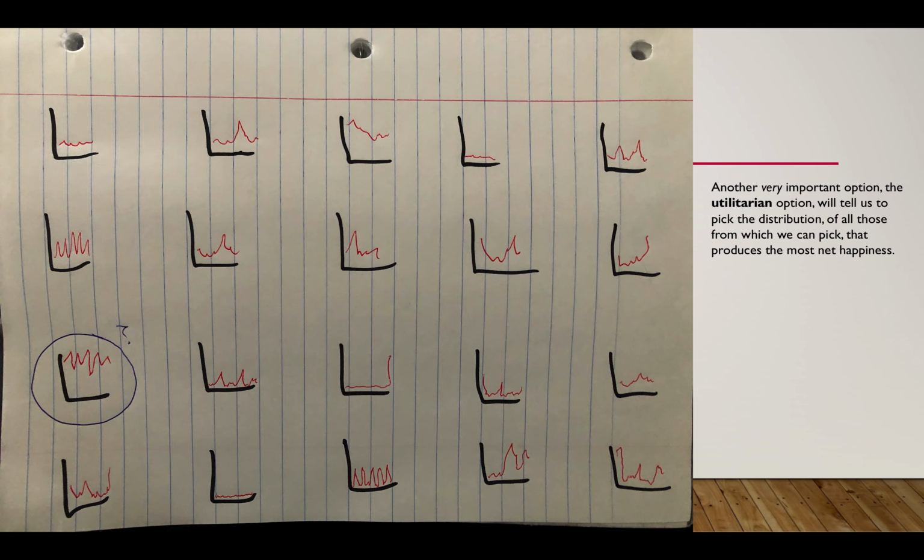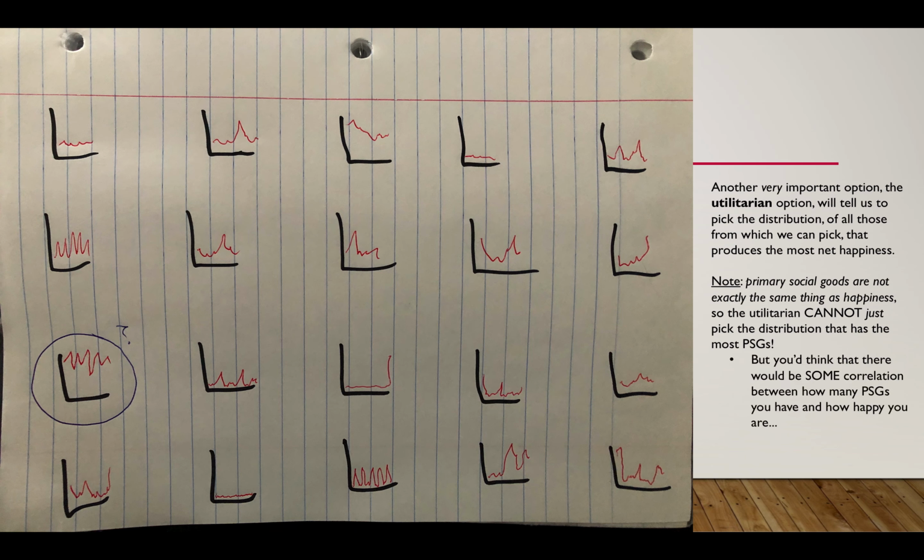So maybe it would be the one that was circled, although it's complicated here because happiness is not a primary social good. Happiness cannot be distributed by, say, the government in the same way that wealth or liberties can. So the utilitarian can't just straightforwardly pick the distribution of those available that produces the most primary social goods. Rather, they have to pick the one that produces the most happiness. And those might be a little bit different. But you think that there would be some correlation between how many primary social goods you control and how happy you are.